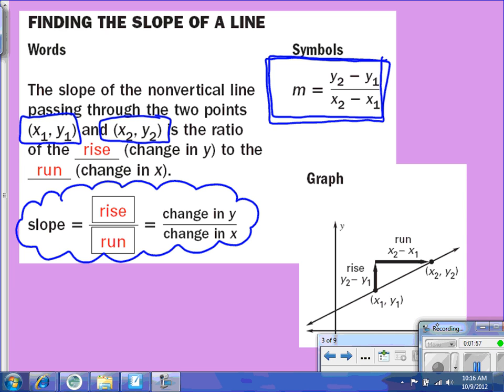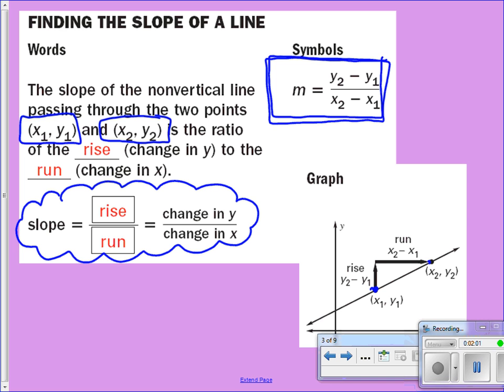In our picture here, you see that here is a point on the graph, and here is a point on the graph. We have to figure out how much does it rise. What's the distance between here and here? And that becomes your numerator. That becomes your change in y. And then we figure out how much does it move over. There's your run, and it becomes your change in x, which creates our fraction for slope.